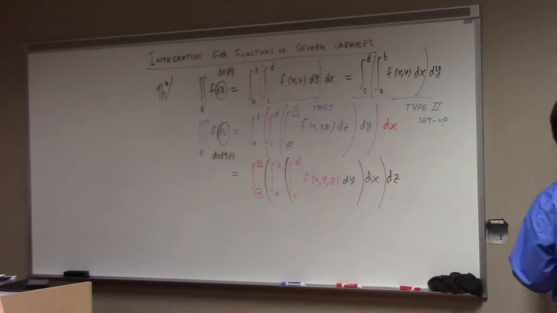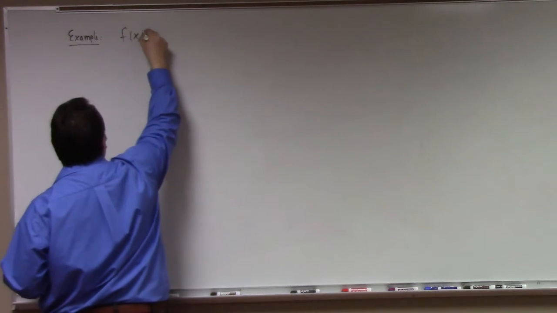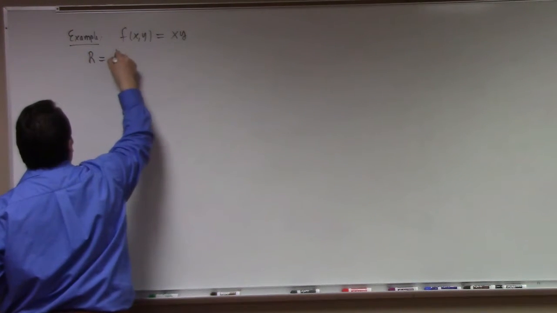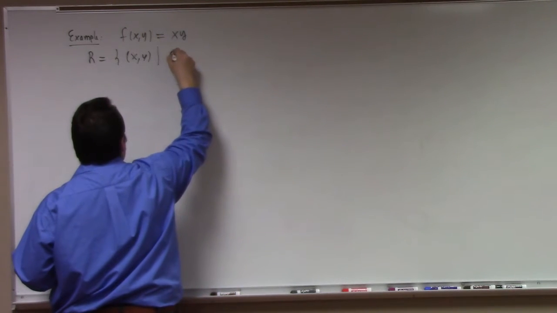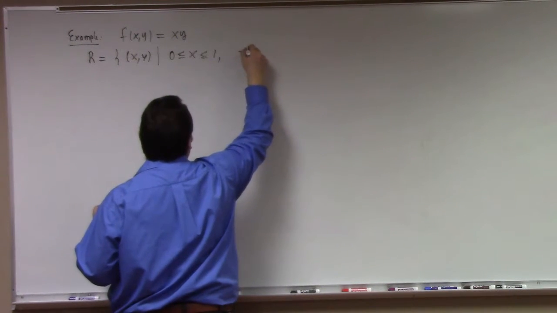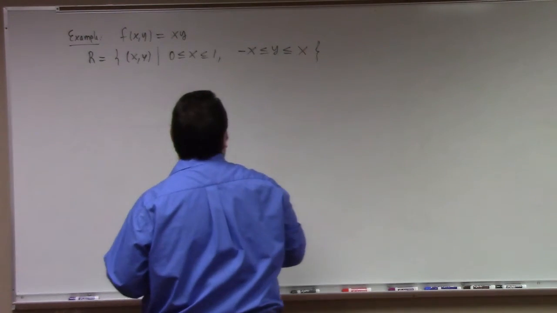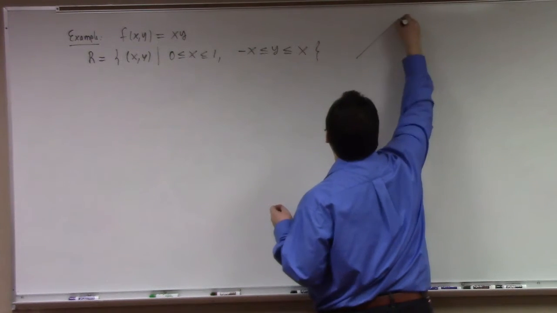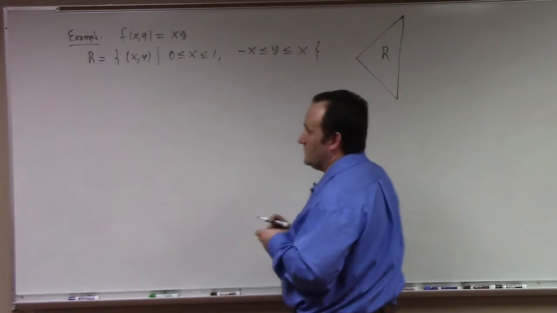So here's an example. Let f of x, y equal x times y, right? And let R equal the set of x, y such that 0 is less than or equal to x less than or equal to 1, and minus x is less than or equal to y less than or equal to x. So could you picture this region? What's it look like? Like y equals x is the top, y equals minus x is the bottom. It goes from 0 to 1. This is the region.